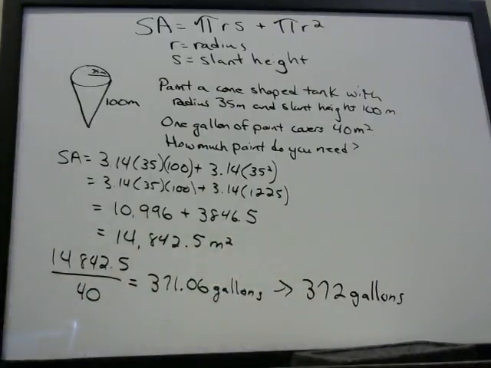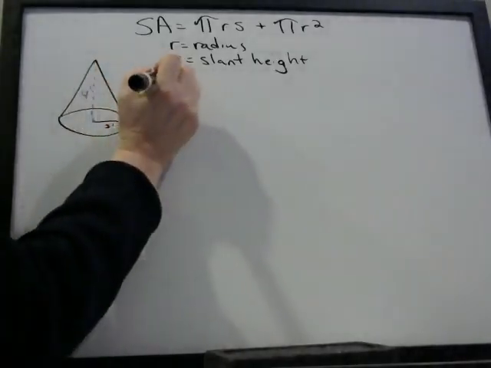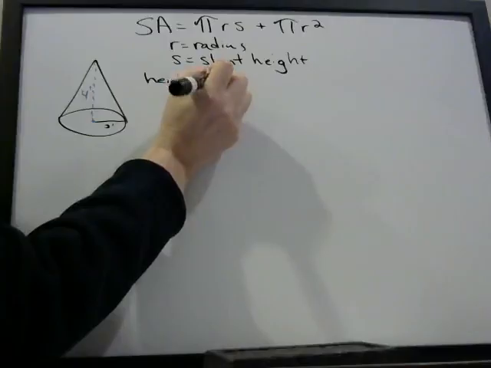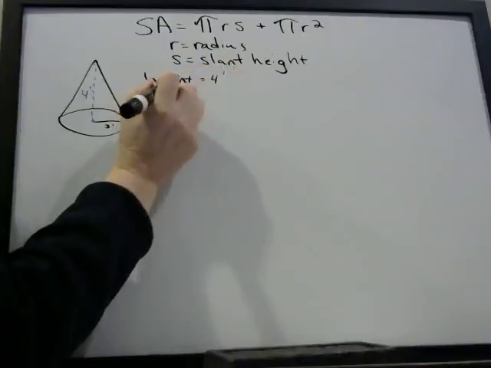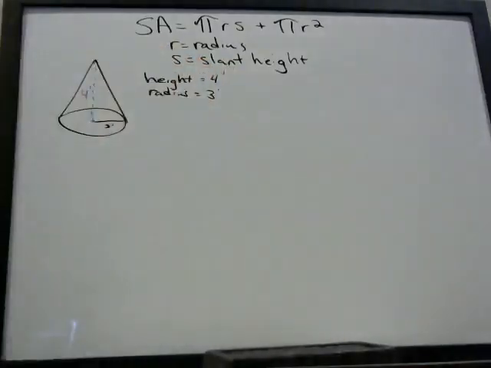We're going to do one more problem. Here is a problem in which they've given us the height. The height is 4 feet. The radius is 3 feet. So they'd probably put this in some sort of word problem of find the surface area of a cone whose height is 4 feet and radius is 3 feet.